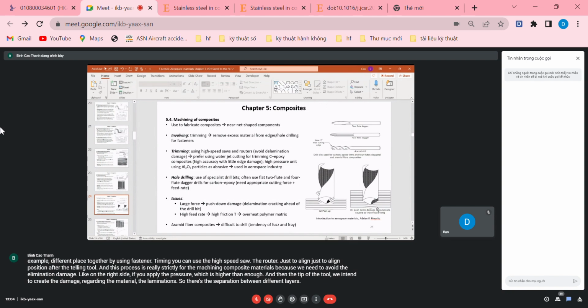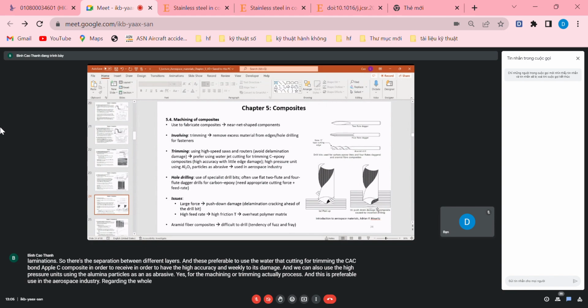It is preferable to use water jet cutting for trimming carbon epoxy composite in order to have high accuracy and little edge damage. We can also use high pressure units using alumina particles as abrasive for trimming, and this is preferably used in the aerospace industry.